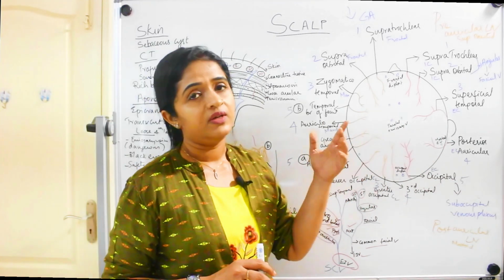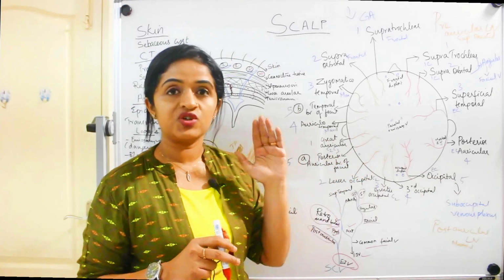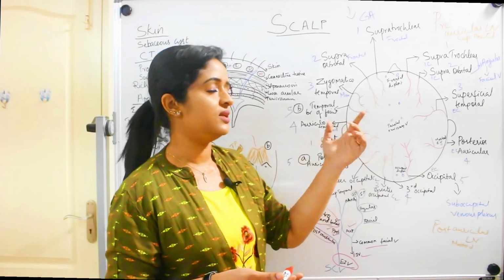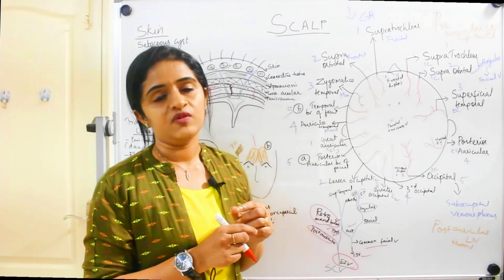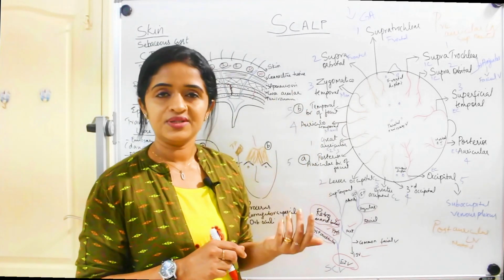And we can see that we have already mentioned in the last session that emissary veins are valveless veins which connect the veins of the scalp with the dural venous sinuses. So, the parietal emissary veins will be passing through the parietal foramina of the parietal bone and will be connected to the superior sagittal sinus.